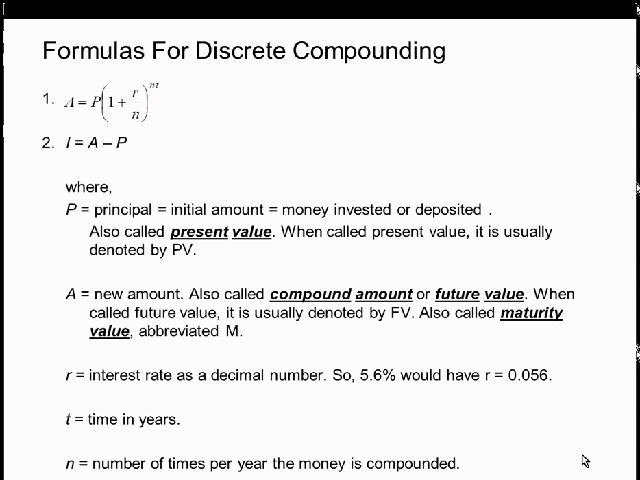R is the interest rate as a decimal number. So 5.6% would have r equals 0.056. On scientific calculators, anytime you're doing something with a percentage, it must be converted to a decimal number. T is time in years, and n is equal to the number of times per year the money is compounded. So we need to know some numerical values for some of the words that go with n. So these are the formulas that you will need. Okay, it's called discrete because after a certain discrete period of time, like a month, a week, a day, whatever, the interest is allowed to earn interest. We will see a different type of compound interest in a moment.